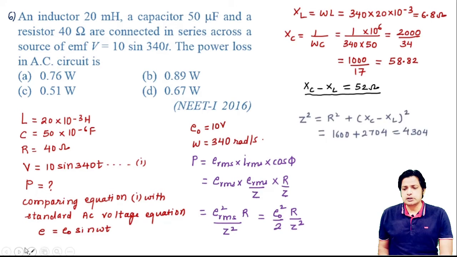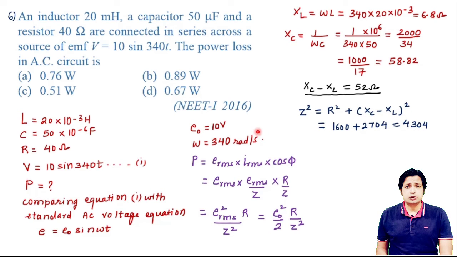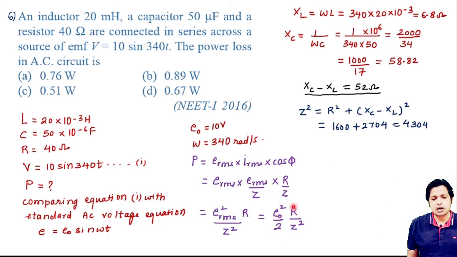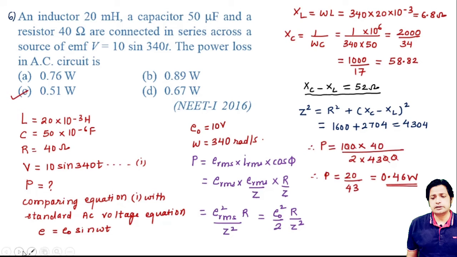Now if you are wondering, sir, you said XL minus XC the whole square, but you wrote XC minus XL the whole square, for those students, I'll tell them that A minus B the whole square is the same as B minus A the whole square. So it doesn't matter. I can write XC minus XL the whole square, and when I substitute, this is the answer for Z square. So finally I got Z square. I already know E naught, I already know R. I'll substitute and calculate, and this is the final answer.